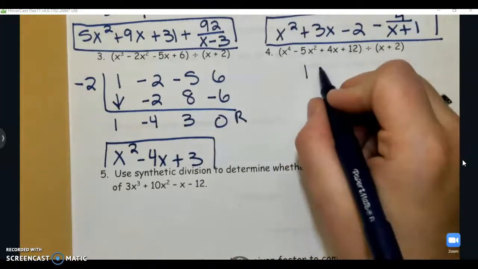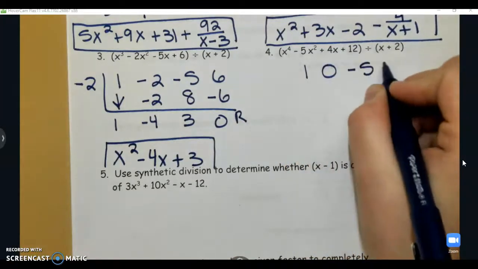All right, on to number 4. I don't have a power with 3, so we're going to have to put a 0 as a placeholder.